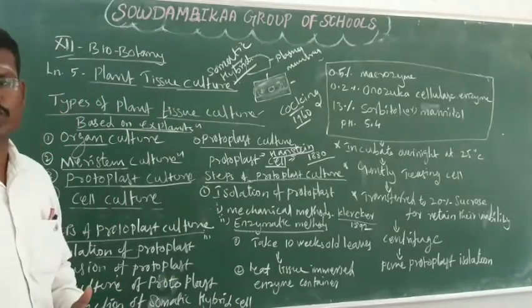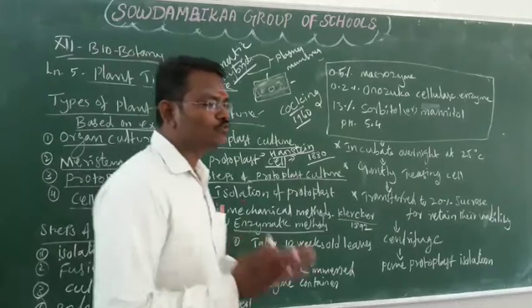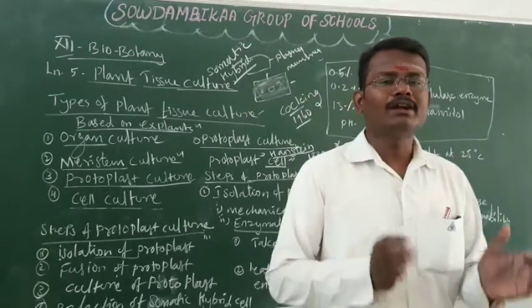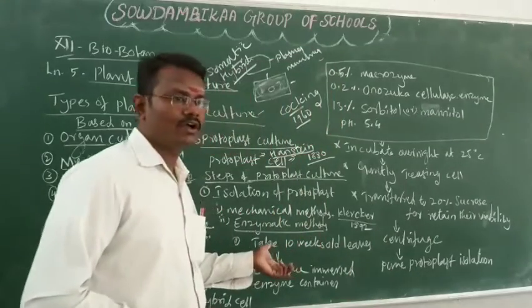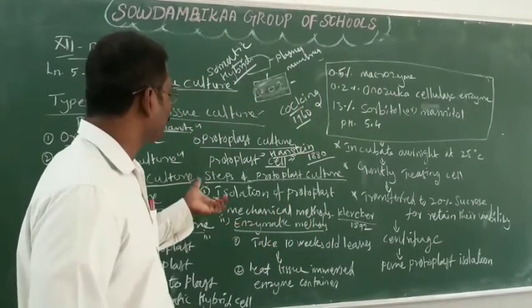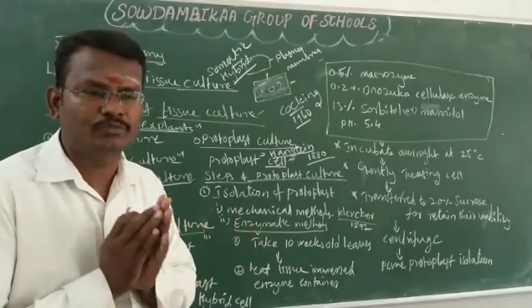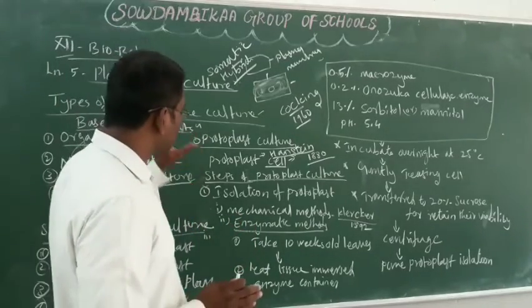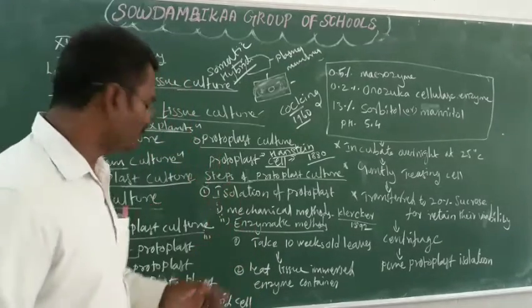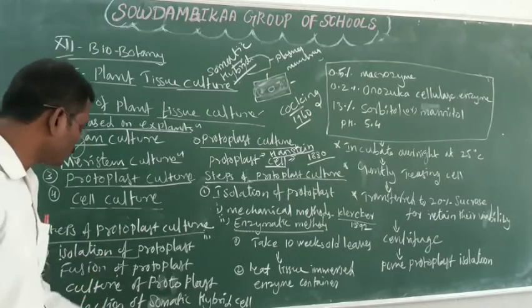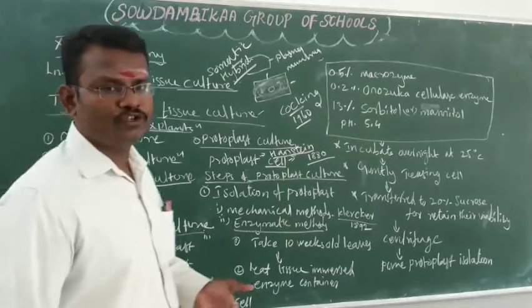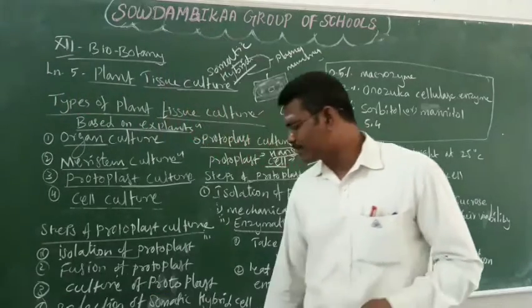This is an important 5 mark question. Sometimes it is a 2 mark question, and a 3 mark question will also be asked. This part is very important in plant tissue culture. These four steps are: isolation of the protoplast, fusion of the protoplast, culture of the protoplast, and selection of the hybrid cells.